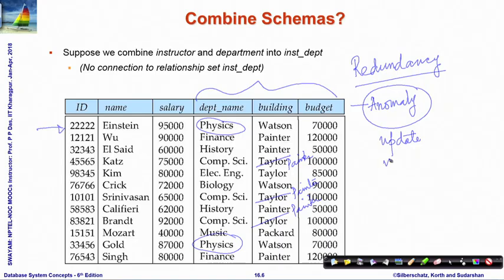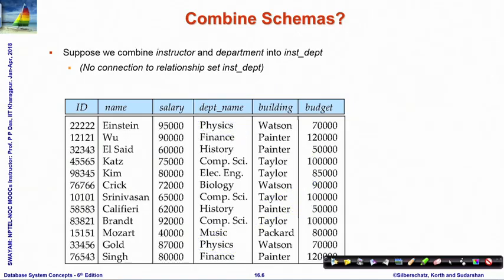So, these kinds of redundancy can lead to different kinds of anomalies in a database design. On the other hand, if you look at why am I complicating the whole situation, we have already had a good design where these anomalies were not there, department was separate, instructor was separate.